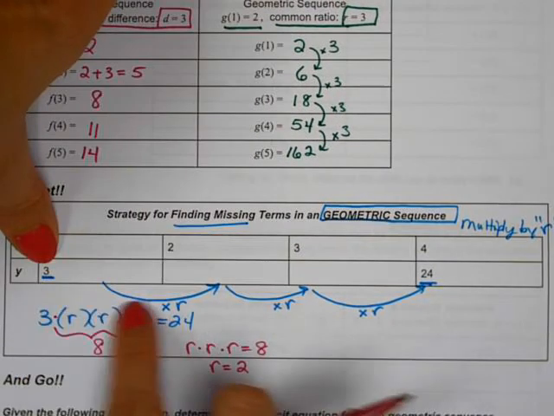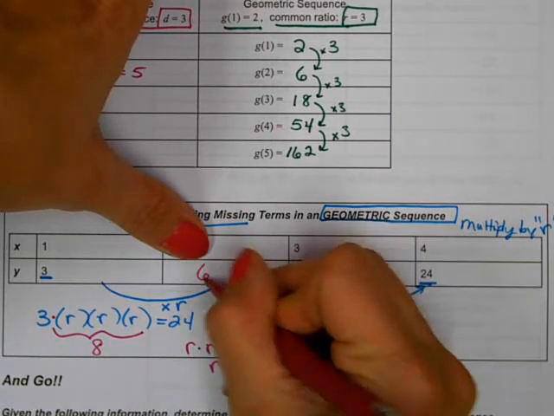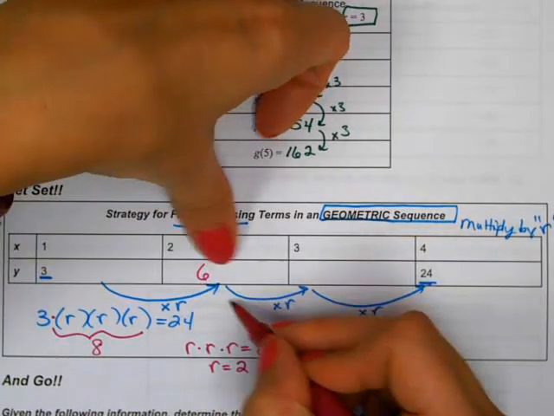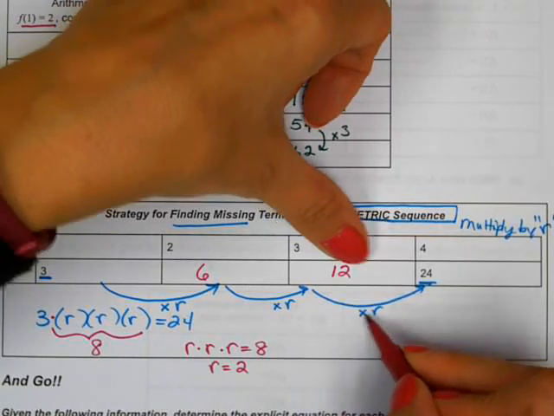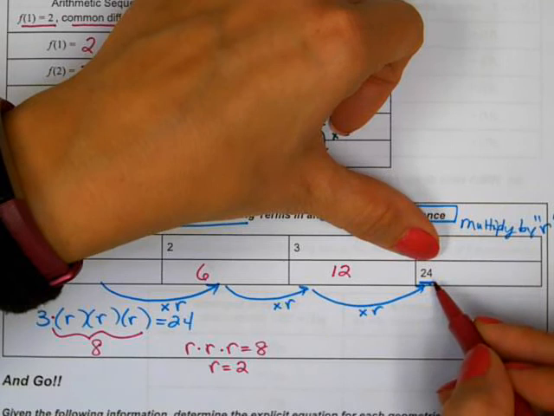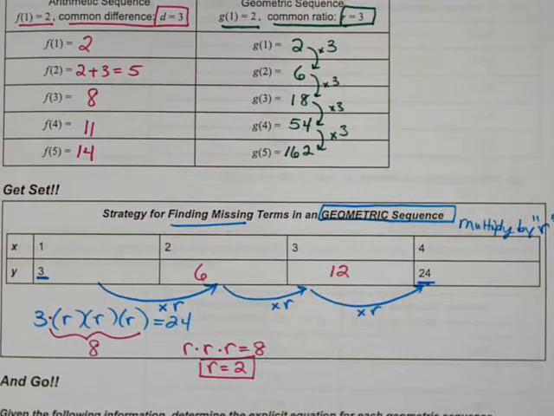3 times 2. That would make a 6. 6 times 2 would make 12. Does 12 times 2 make 24? Yes, we found it. This is the common ratio, and those are the missing terms.